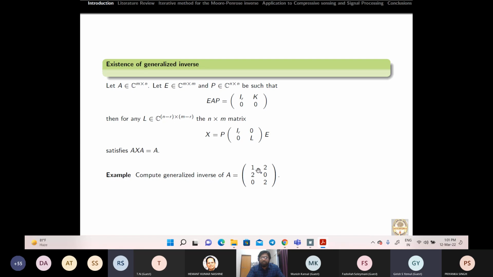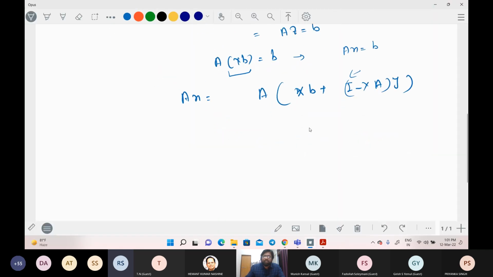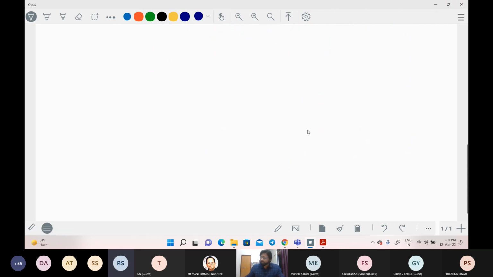I have taken A equal to, say, [[1,2],[2,0],[0,2]], and we will see how to compute its generalized inverse, just by using these results. I will use pentap again to make it clear that the generalized inverse exists.